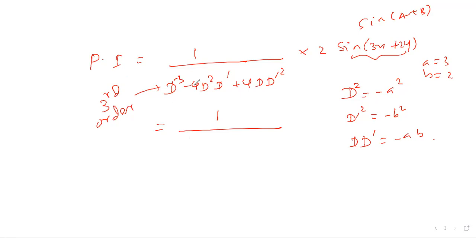So D cube. But D cube means what? D cube will be D into D squared. I'm just taking D squared only. Okay, give me a second.